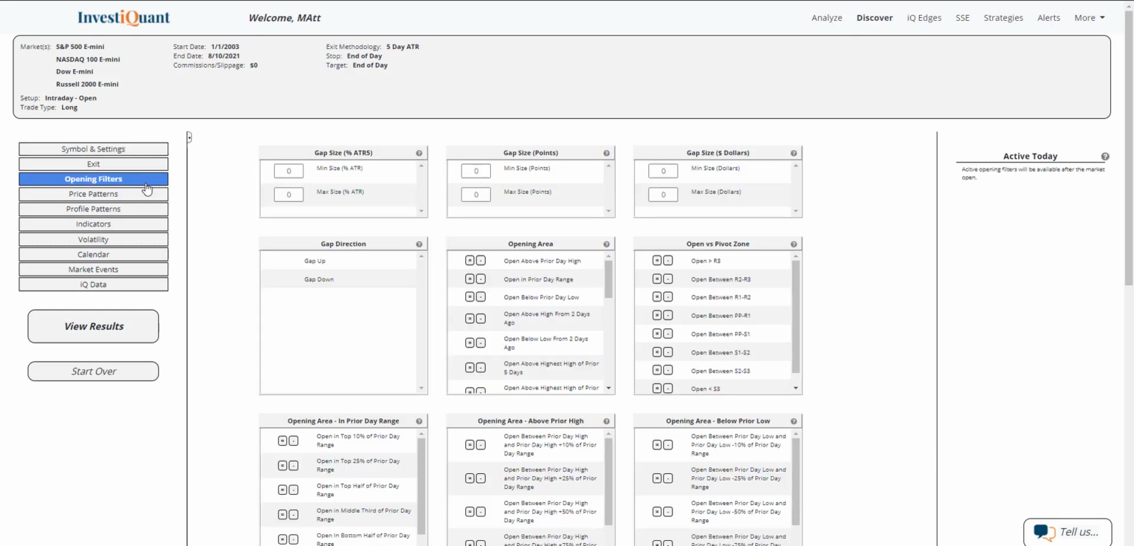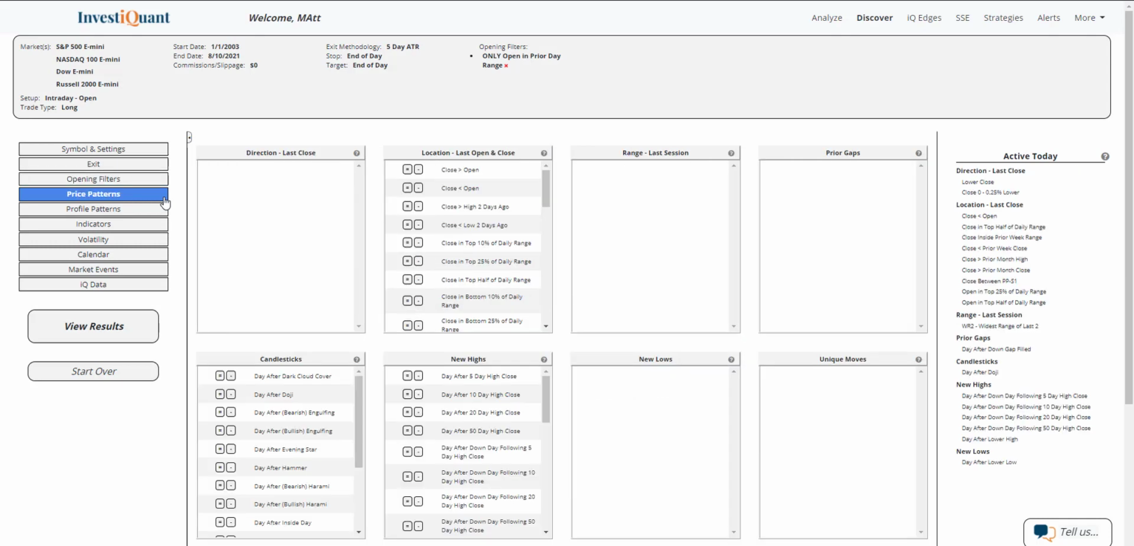Now, currently, we are trading within the prior session range. And I'm going to add that to the test here by going to the opening filters in the opening area. I'm going to hit open in prior day range. We're trading right around yesterday's closing price, so I have no idea if we're going to end up with an up gap or a down gap or no gap whatsoever. But I'm going to go with open in prior day range because that seems likely at this point.